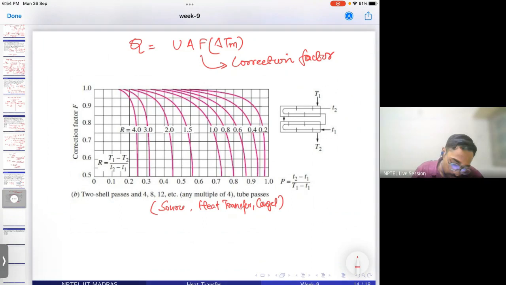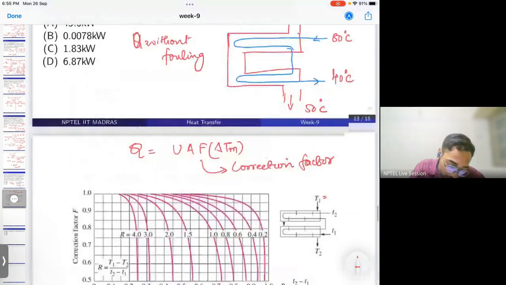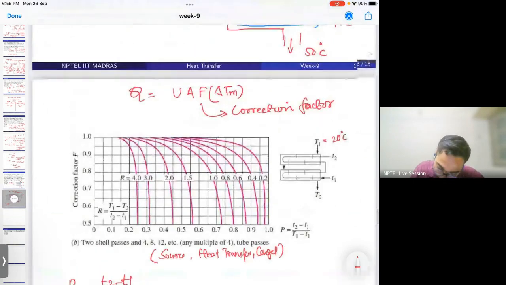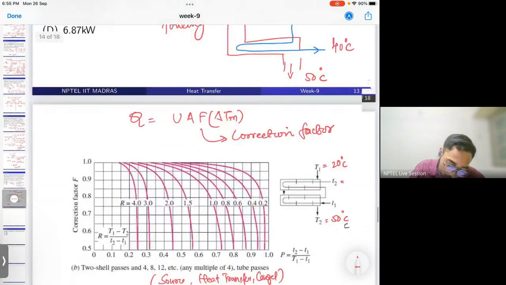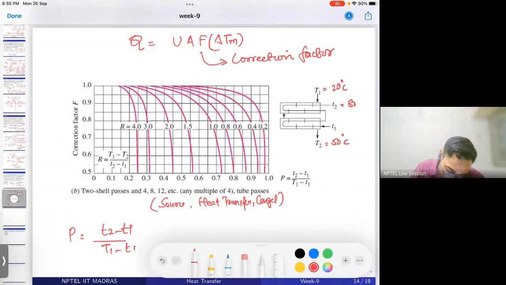For that, we need to find out P and R. P is equal to t2 minus t1 divided by T1 minus t1. So here, for our case, the small t1 is 20 degrees Celsius, and small t2 is 50 degrees Celsius. And capital T1 is 80 degrees Celsius. Sorry, not 80 degrees Celsius because it is entering, right?